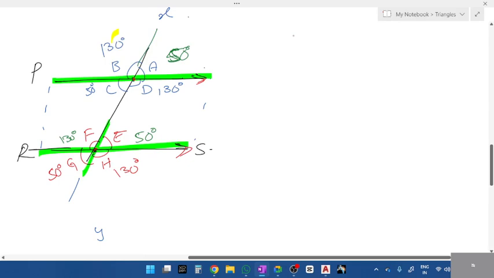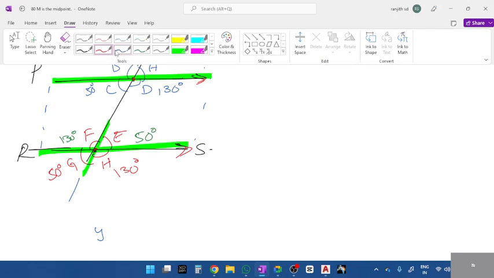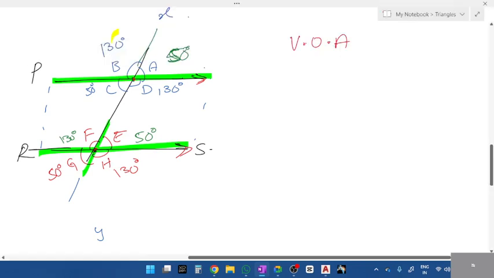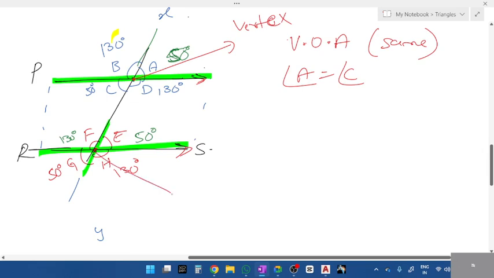Fine. Can you tell me vertically opposite angles, students? Tell me all vertically opposite. See, vertically opposite, will you compare the same vertex or different vertex? Vertically opposite is same vertex. Tell me vertically opposite angles. A is equal to C. See, vertically opposite. Yes, this is one vertex, and this is another vertex.